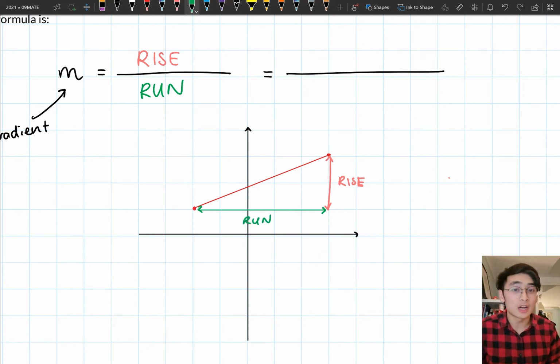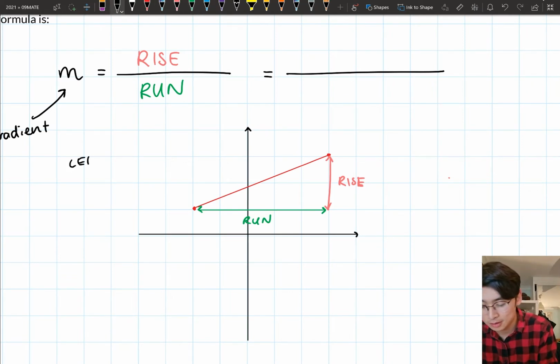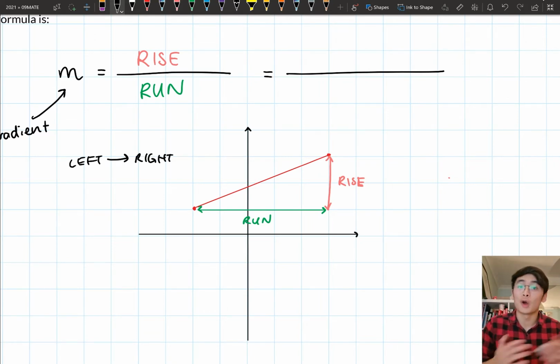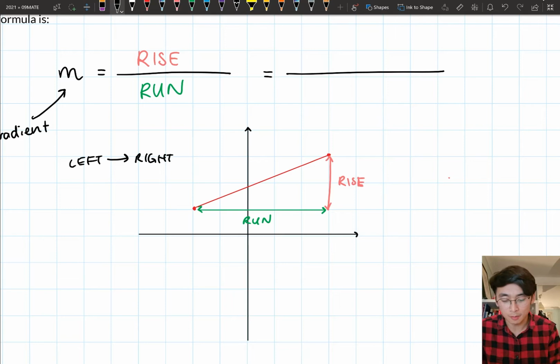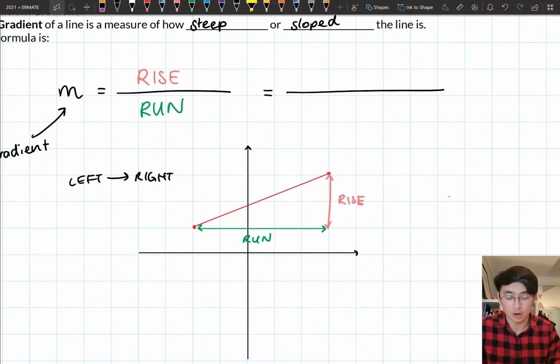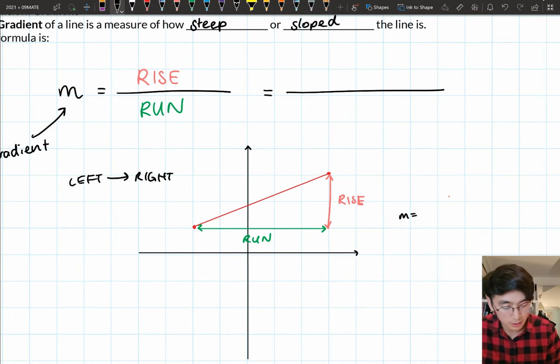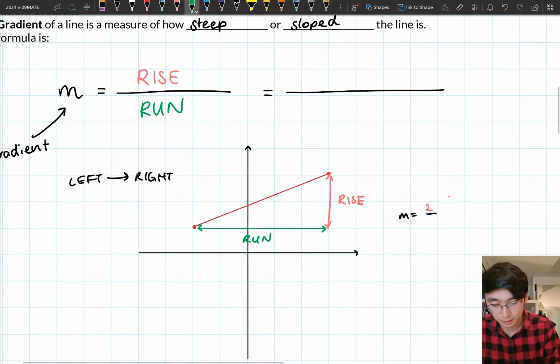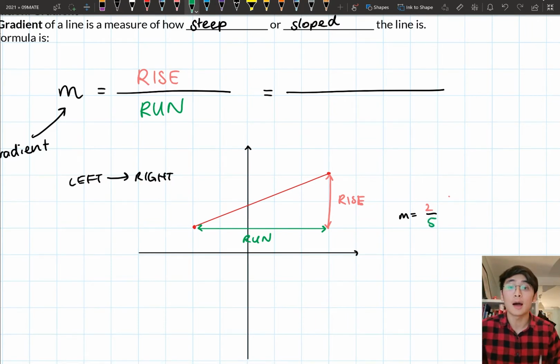Now, whenever we're doing this gradient thing, what I always recommend you do is to read these coordinates from left to right. So we're going to be starting on the point on the left, and then we're going to be going to the one on the right. So here, to get from this point on the left to the right, we have to go up by 2 units, and we need to go across by 5 units. So my rise would be, for this example, m would be equal to 2 over 5, because I have to go up by 2 units and then across by 5.